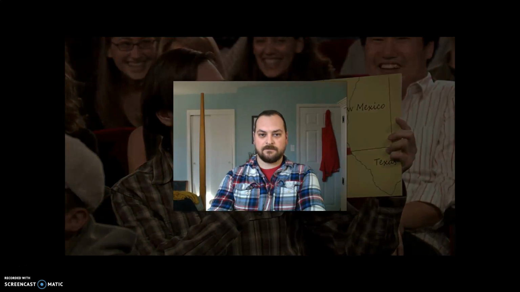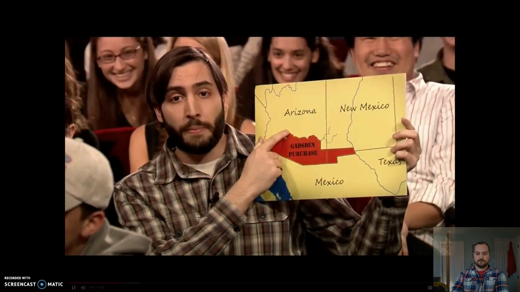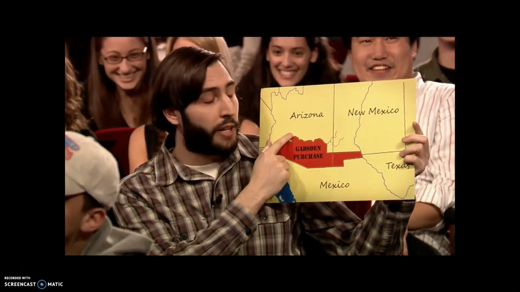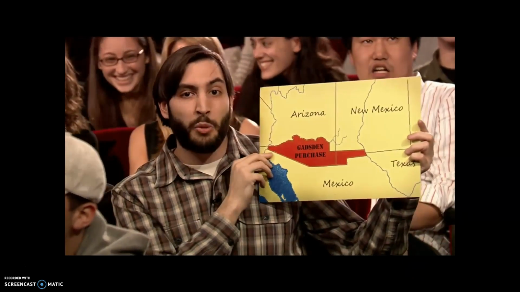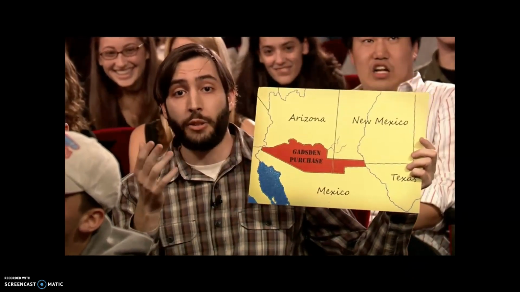You see, the terrain in the southernmost portion of the Mexican Cession, 1848, was too rocky for the transcontinental railroad.